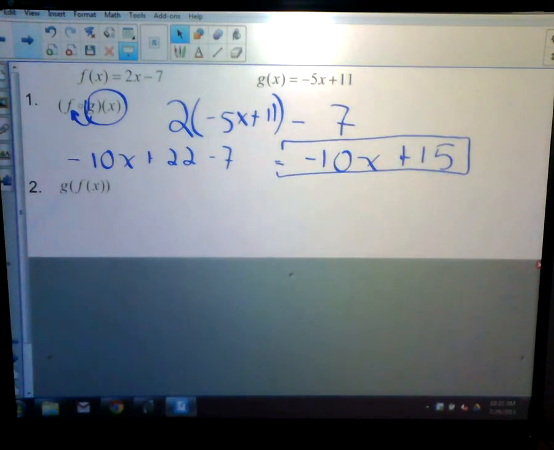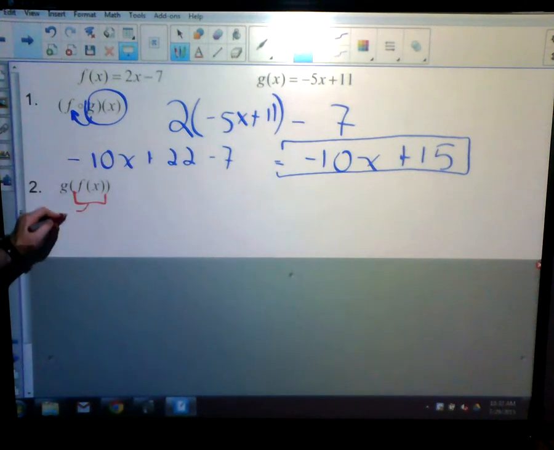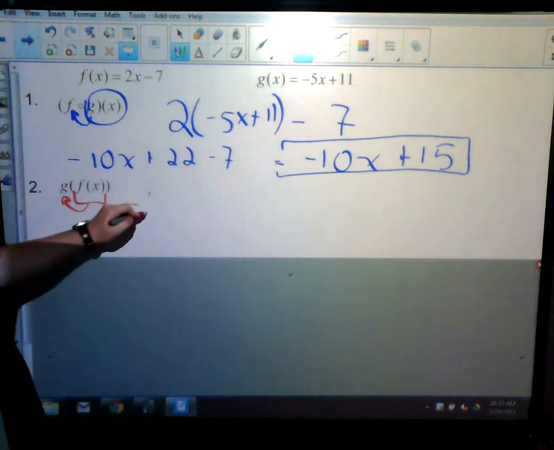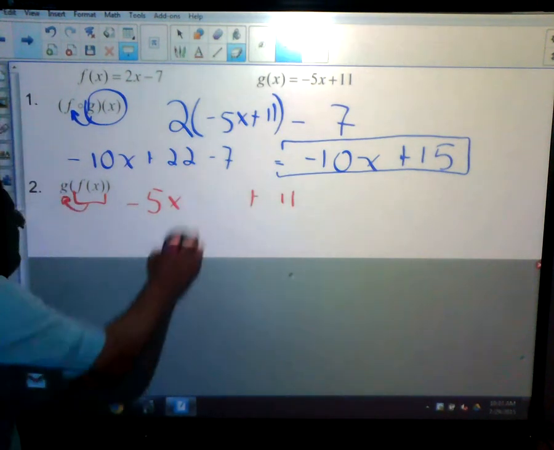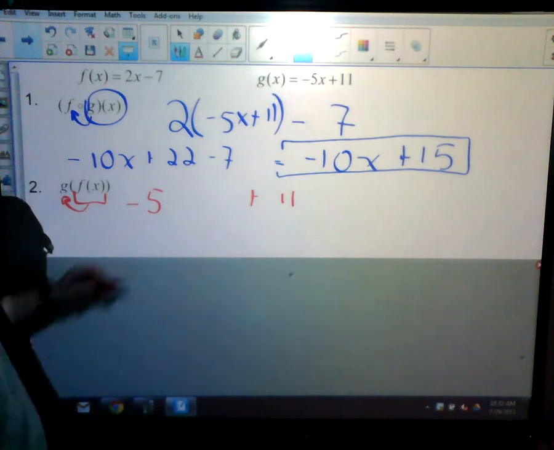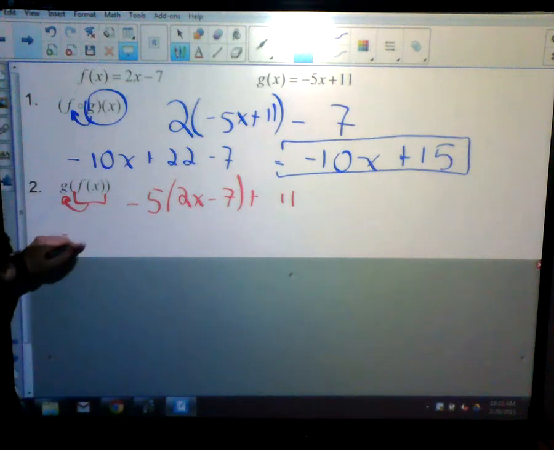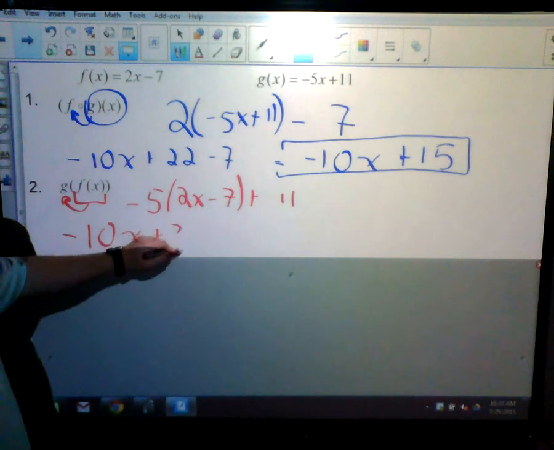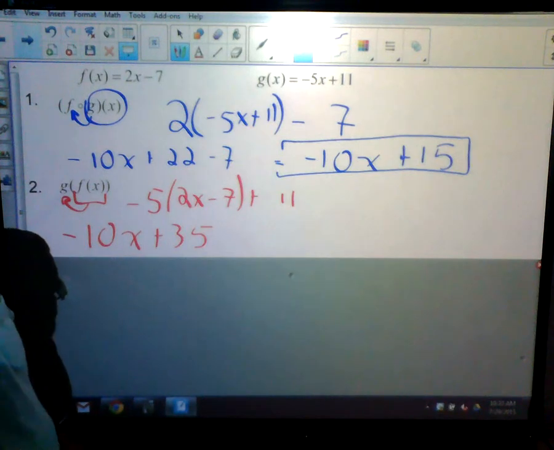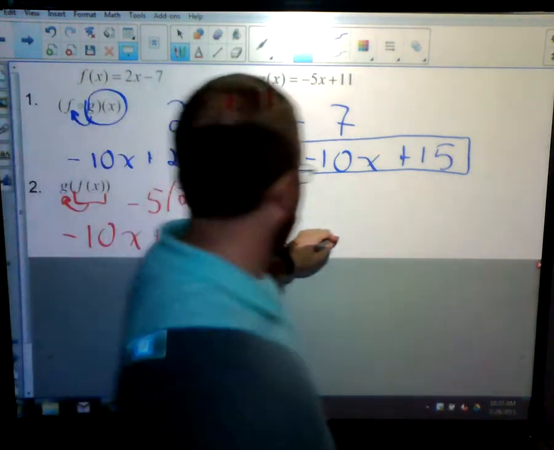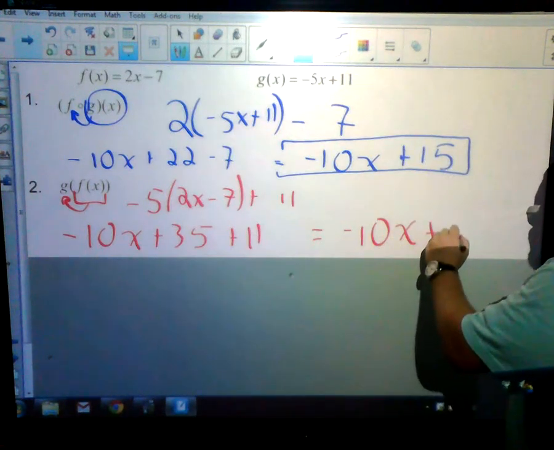What about the other way around? G of f of x. This says take f and plug it into g. Well, g is negative 5x plus 11, but I'm going to take the x out and put in 2x minus 7. Put in f. That's negative 10x plus 35 plus 11. That's negative 10x plus 46.